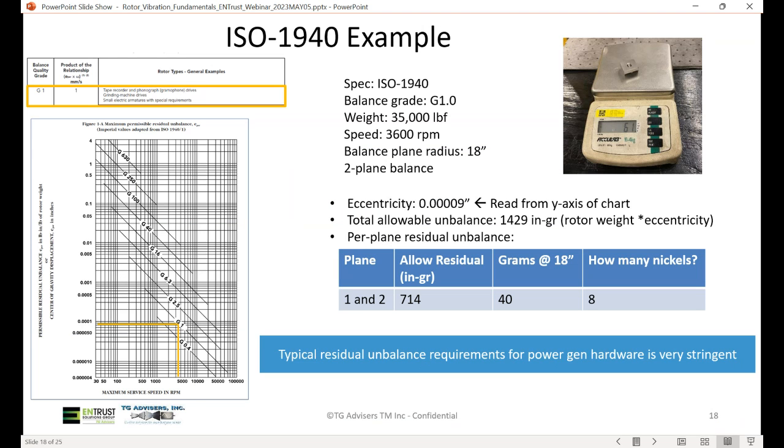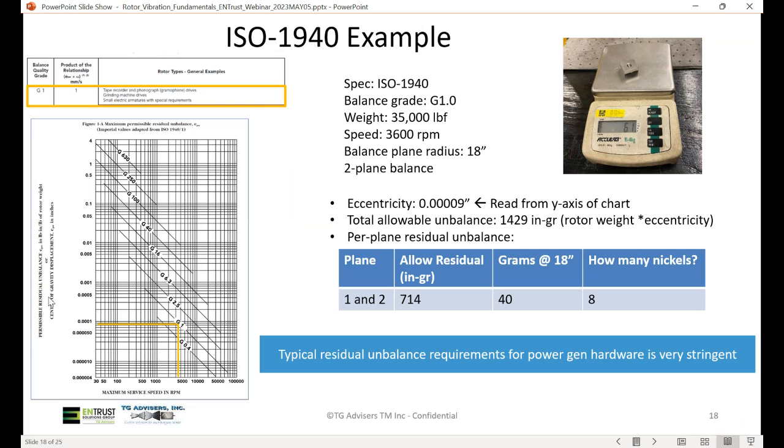This is an example using the ISO 1940 spec. So we're going to use a balance grade of 1. The weight of the rotor is 35,000 pounds. The full speed is 3,600 RPM. We will assume the balance plane is located at 18 inches radially from the center line of the rotor, and that we are implementing a 2-plane balance.